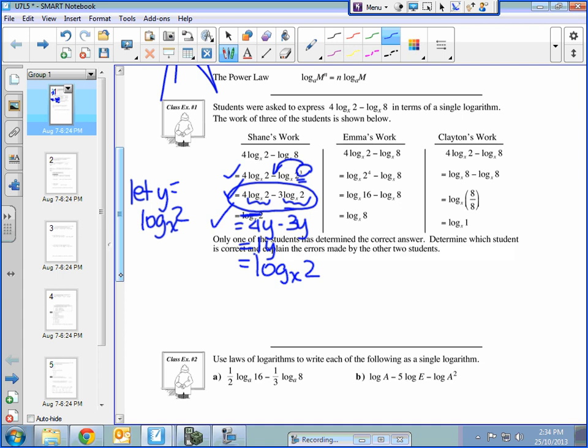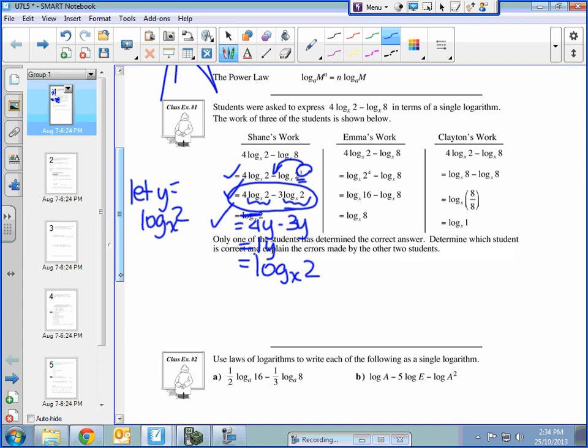So how I did that was on the side I said let y equals log of 2 base x. So then from that step, you can just say 4y minus 3y. Do you understand that part? So then can you go 4y minus 3y? So that'll just give you y, right?